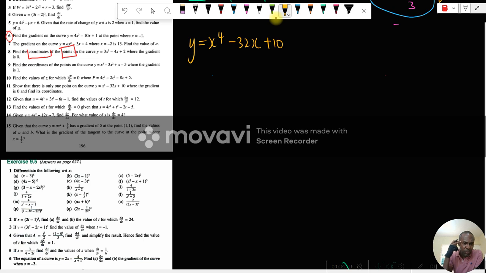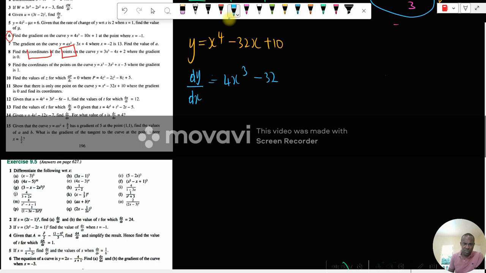So show that there is only one point on the curve y equals x to the fourth minus 32x plus 10, where the gradient is 0, and find its coordinates. If we're talking about polynomials here, and we see the gradient is 0, then this automatically means that the derivative is equal to 0. In this case, we're talking about dy by dx. So first of all, let's go ahead and find dy by dx. So dy by dx is equal to 4x cubed minus 32, right?